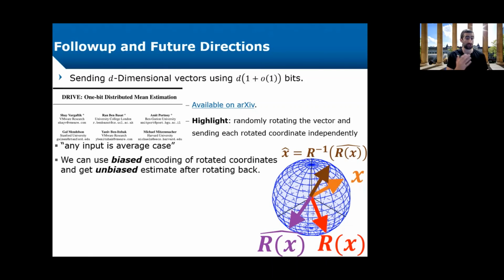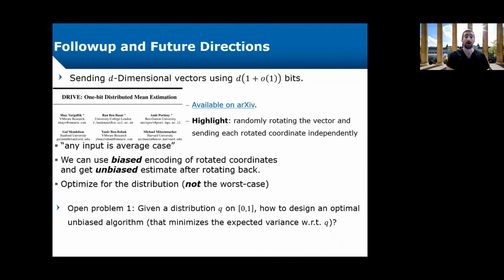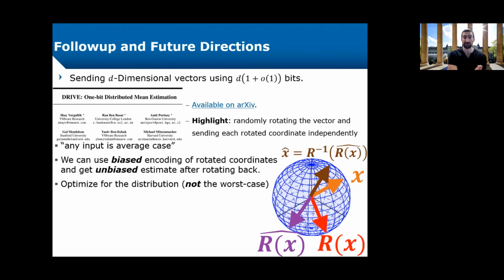Another thing that we show, which I find very interesting, is that we can actually use biased quantization when we send the rotated coordinates 1 by 1 and still get an unbiased estimate for the original vector. And this is because of the inverse rotation. And finally, unlike this paper where we optimized for the worst case input, we actually know what the coordinates are going to be distributed like after the rotation, so we can optimize for the resulting distribution.